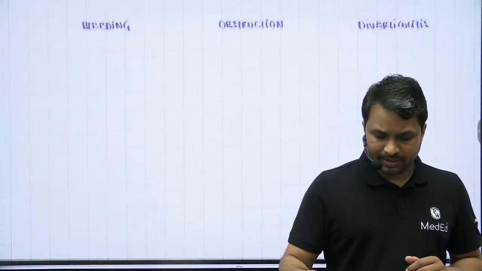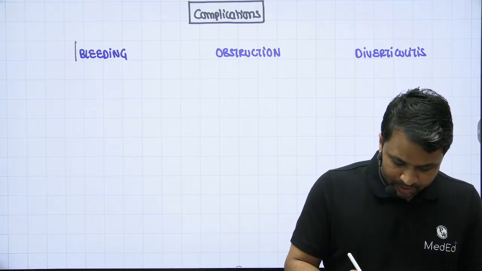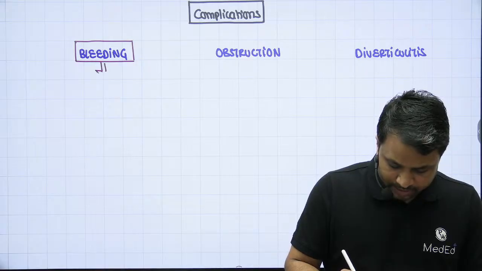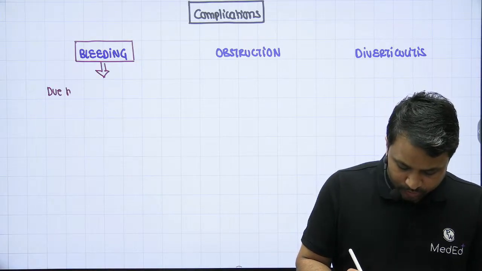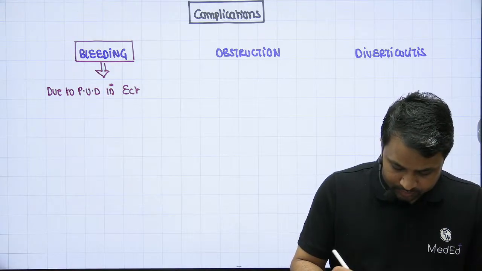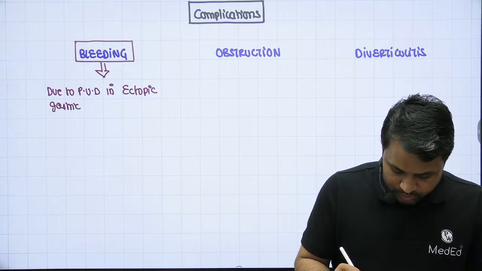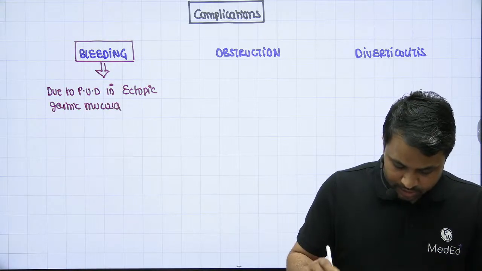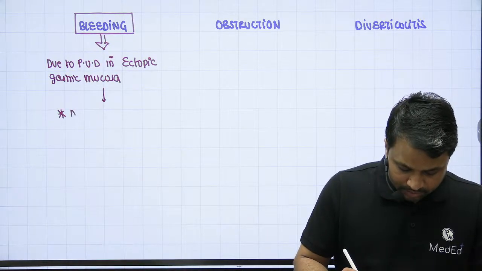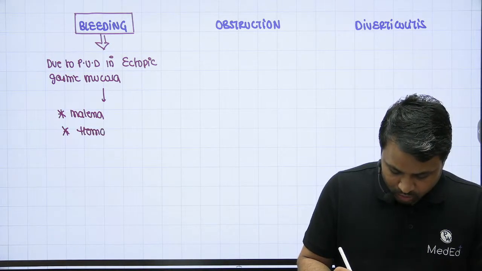Now when I say bleeding, why would a Meckel's diverticulum bleed? This is quite interesting for us to know as well. The bleeding in the Meckel's diverticulum is secondary to peptic ulcer disease in the ectopic gastric mucosa. Now when it bleeds extensively, it is going to present with melena. It can also present with fresh blood, that is hematochezia.